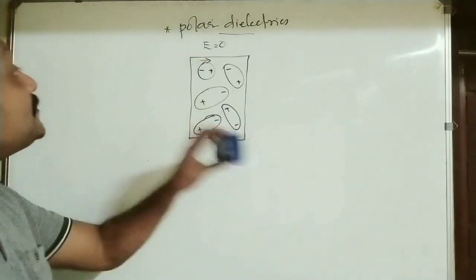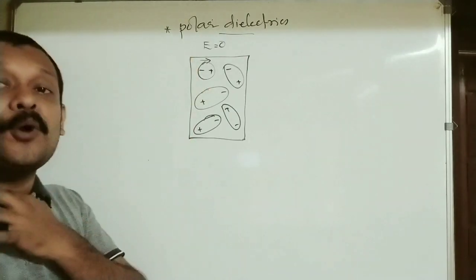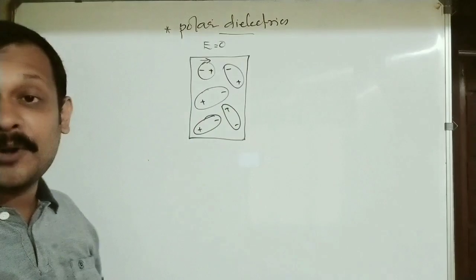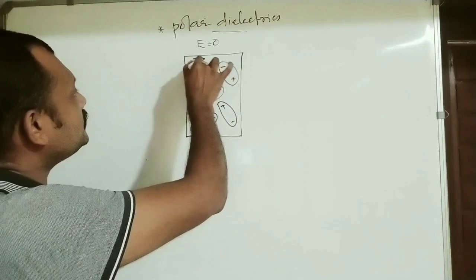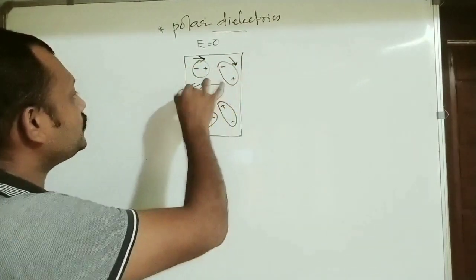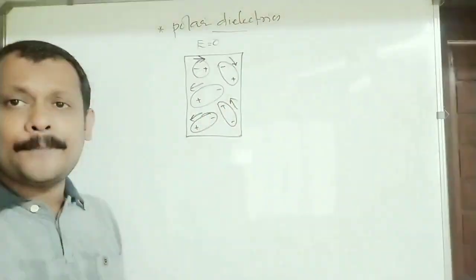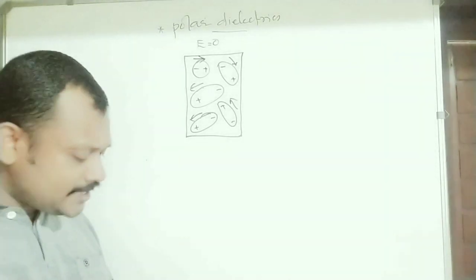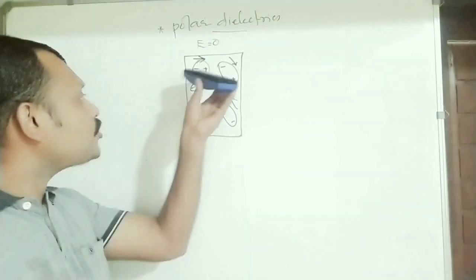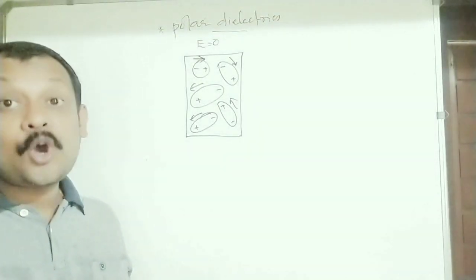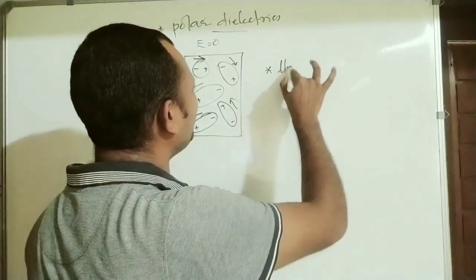That means in the absence of an external field, there are individual dipoles, but what is the effective dipole moment? As you see, this dipole moment is in this direction, this one in this direction, and so on. The individual dipoles are randomly oriented. Now question, what is the cause of this random orientation? I would say the cause of the random orientation is thermal effects.